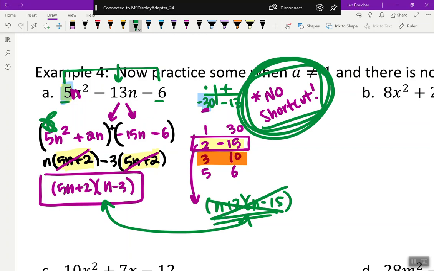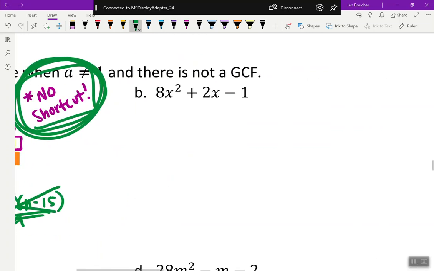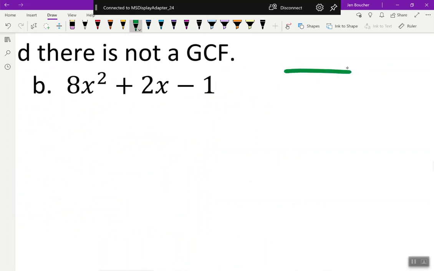Okay. Any other questions? All right, on your own, try part B. Set up the multiply add game. You're looking for two numbers that multiply to what? What two numbers multiply to what? -8. And they have to add to what? 2.